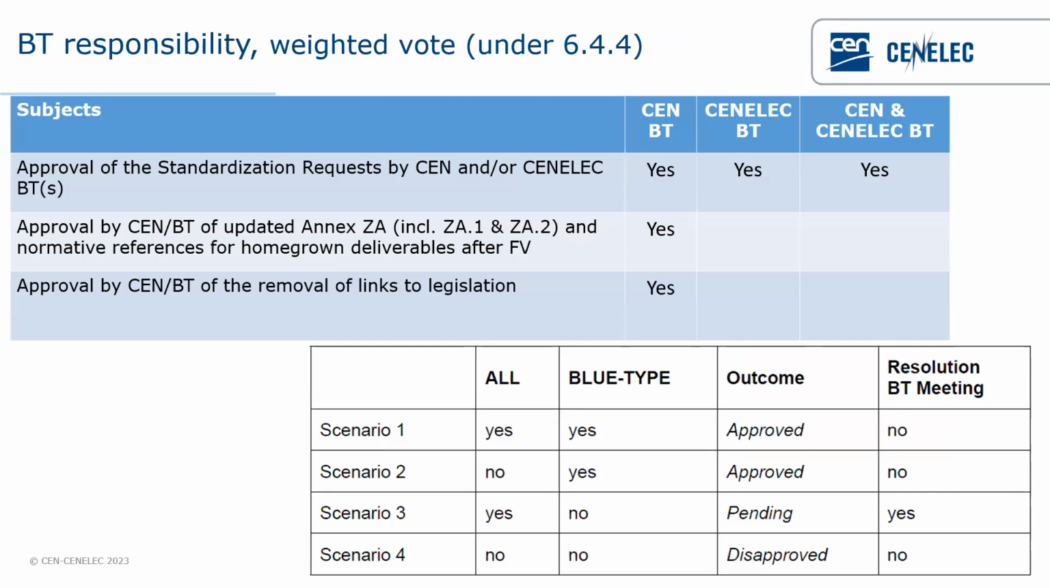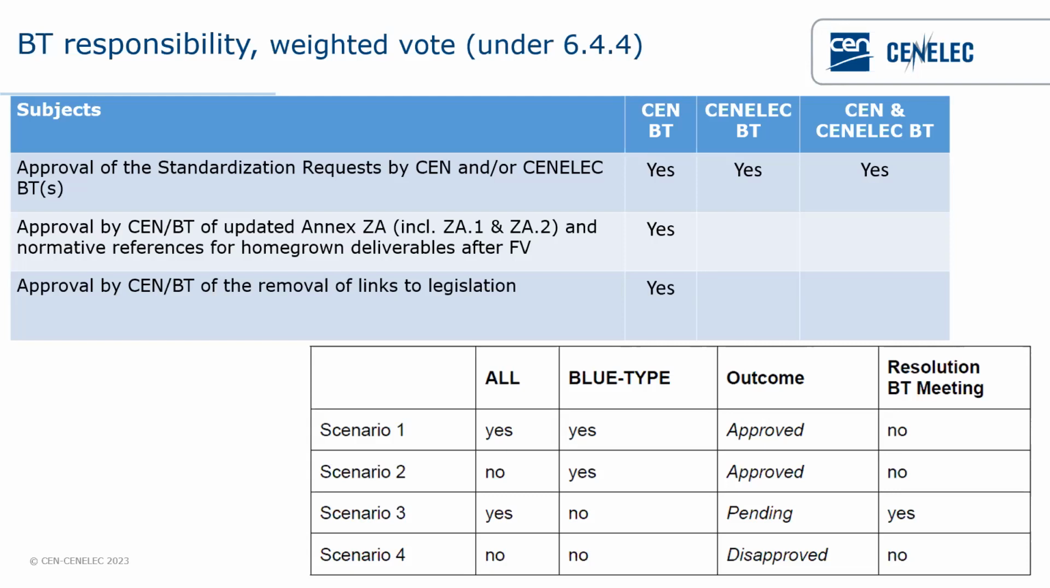So for instance, we need always to differentiate those topics under BT responsibility that require the weighted vote or the regular BT consultation. So weighted votes are, for instance, the approval of the standard request by CEN and/or CENELEC. Of course, you know that there are some standard requests like artificial intelligence that are for both CEN and CENELEC, while there are others that are specifically only for CEN or for CENELEC. So it is a weighted vote.